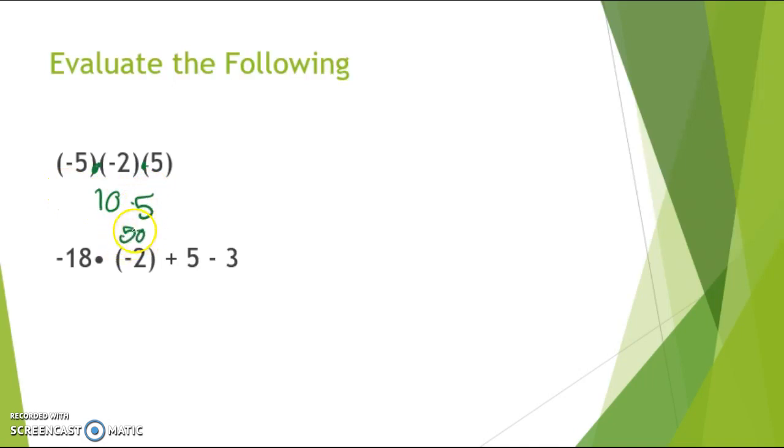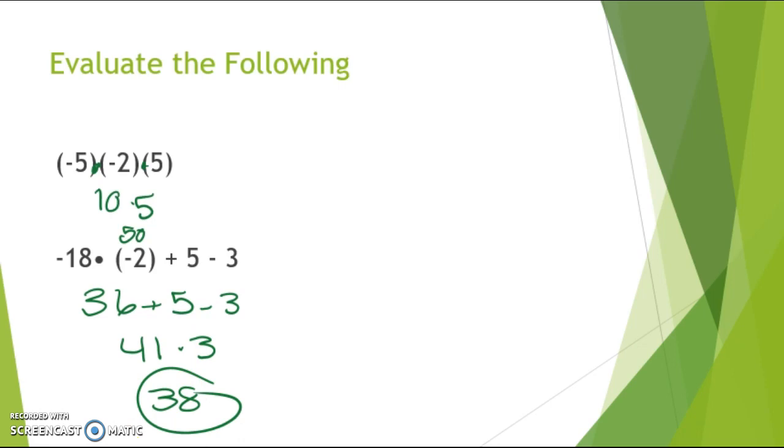The answer is 50. Over here, let's see, we have multiplication, subtraction, addition. We got to start with the multiplication. -18 times -2, that's a positive 36. Plus 5 minus 3. 36 plus 5 is 41. 41 minus 3. Total answer is 38.